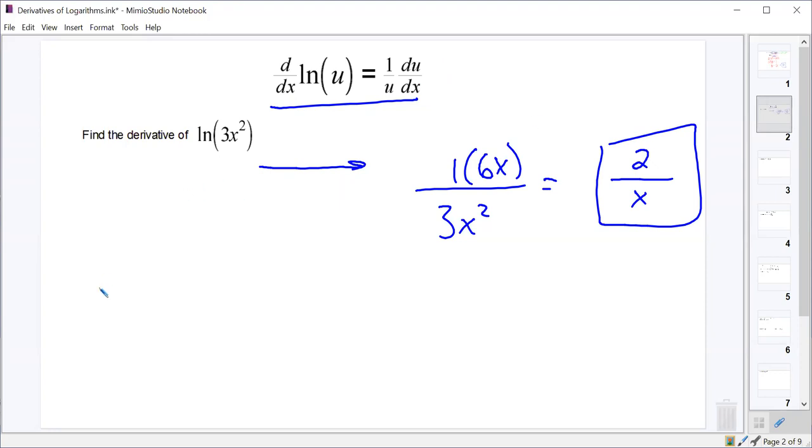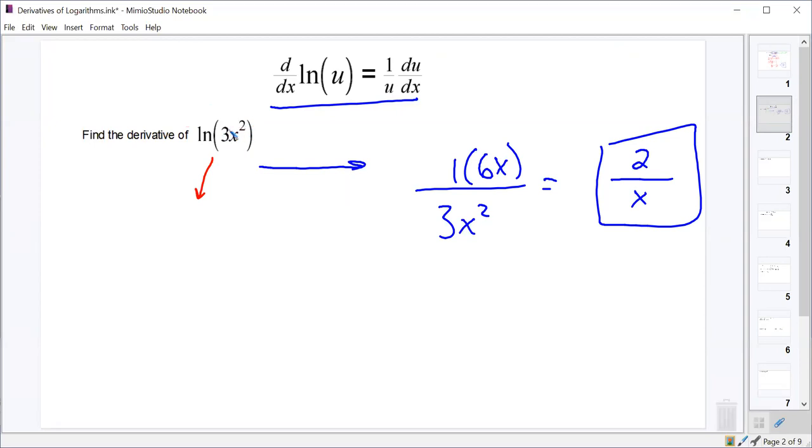Here's a question just for fun. Could I use log rules to rewrite natural log of 3x squared? Couldn't I add 2 to the front? I can't actually yet, we can't take this 2 to the front yet because everything inside of the parentheses is not being squared. Only the x is being squared, the 3 is not being squared.